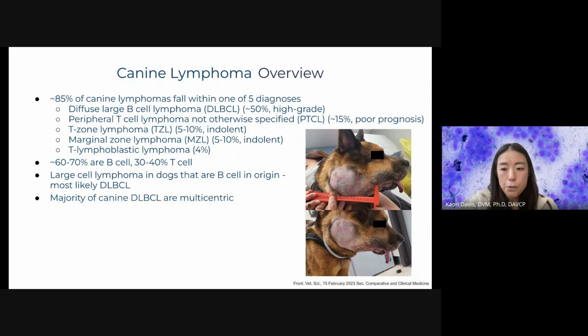cases. If you have a lymphoma in a dog with large neoplastic cells that are B-cell in origin, it is most likely going to be diffuse large B-cell lymphoma. And also, the vast majority of canine large B-cell lymphomas will be multicentric. So they oftentimes present with multiple lymph nodes that are enlarged.